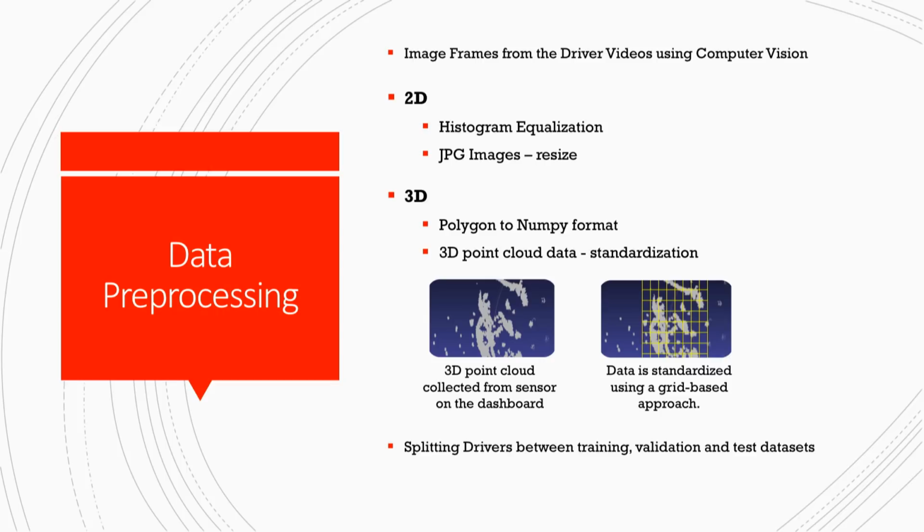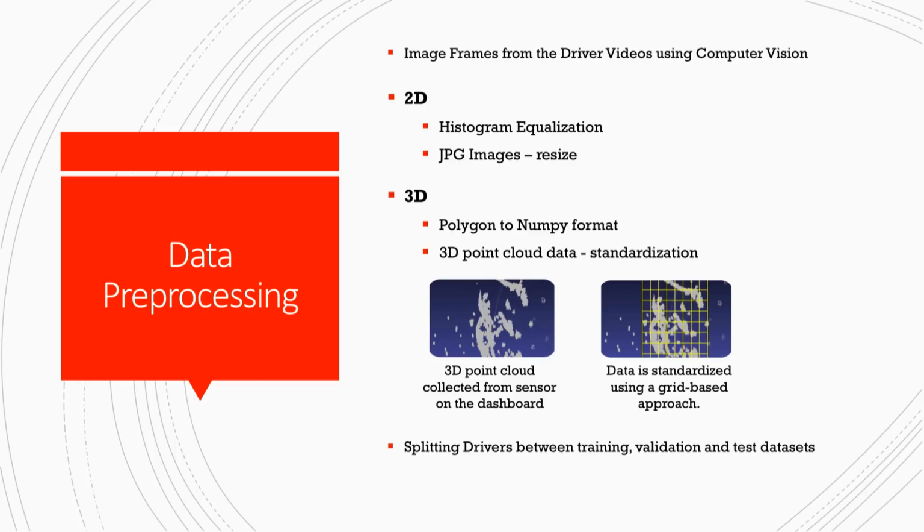With the 3D data, there were a couple of things that we had to do even before feeding it into a deep learning neural network. So the first thing, 3D data is typically represented in a polygon format. Polygon format has these X, Y, Z coordinates that I mentioned, but it also has the associated metadata and all those things within the file. So we had to somehow convert that into a NumPy format. That's the first step.